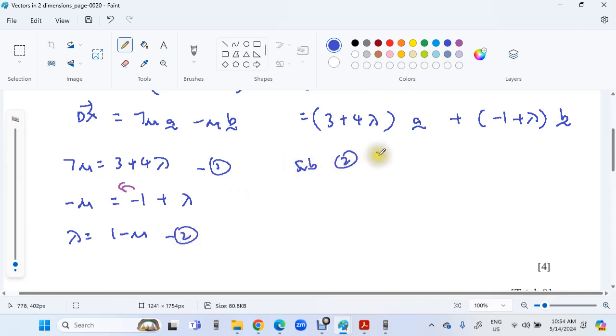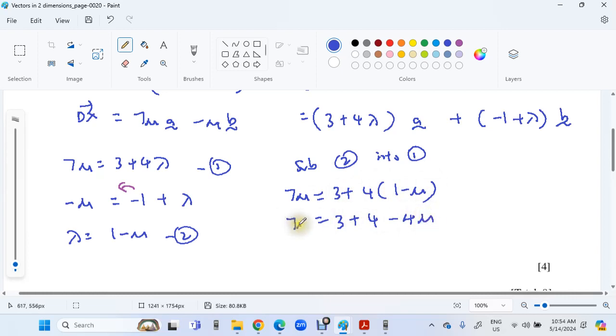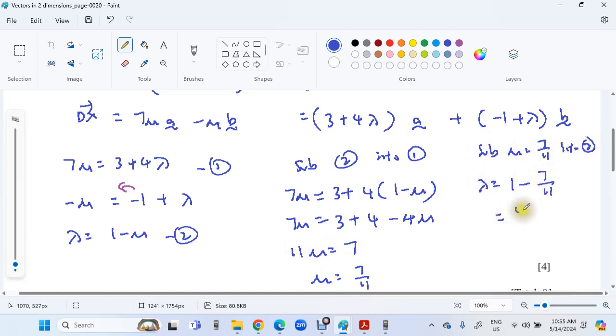So we sub equation 2 into equation 1. We have 7 mu equal to 3 plus 4 times (1 minus mu), then 3 plus 4 minus 4 mu. Then we have 11 mu equal to 7, so mu equals 7 over 11. And we sub mu equal to 7 over 11 into equation 2. Then lambda will be 1 minus 7 over 11, which is 4 over 11. So lambda is 4 over 11 and mu is 7 over 11.